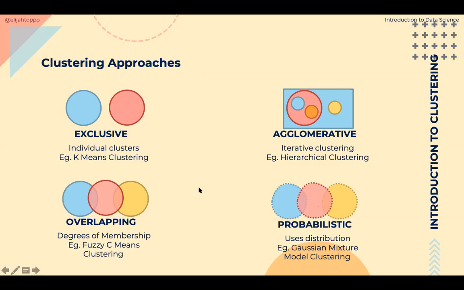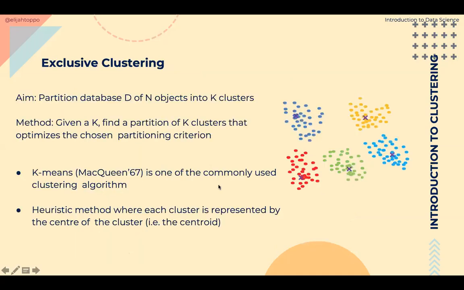Okay. So in our study here, we'll be focusing on exclusive and agglomerative, and we'll look at these two algorithms, the K-means clustering algorithm and the hierarchical clustering algorithm. Going ahead, let's look at exclusive clustering. For exclusive clustering, our aim is basically to partition the database D of n objects into K clusters.